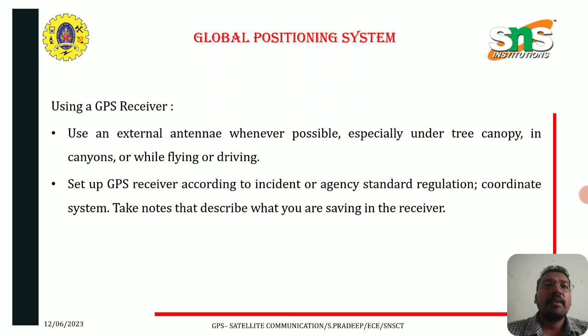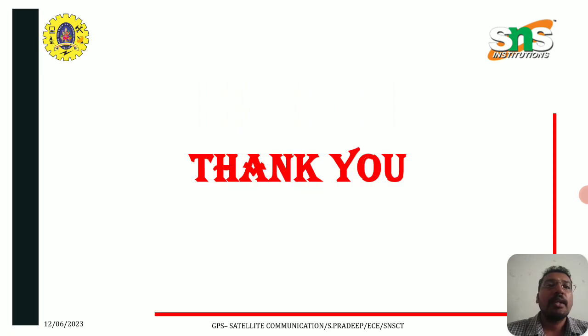When using a GPS receiver, use an external antenna whenever possible, especially under tree canopy, in canyons, or while flying or driving. Set up the GPS receiver according to incident or agency standard regulations, such as the coordinate system. Take notes that describe what you are saving in the receiver.